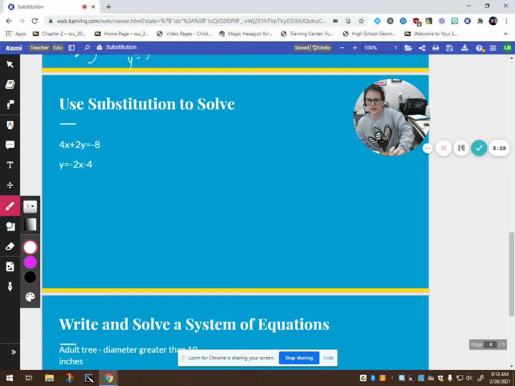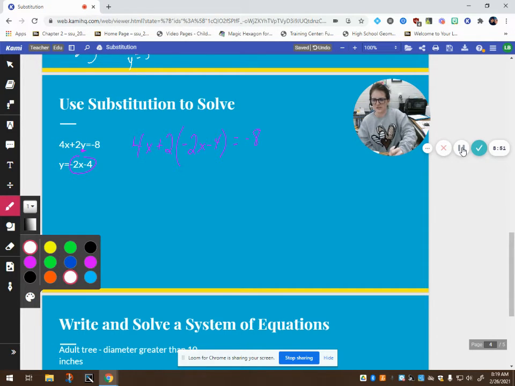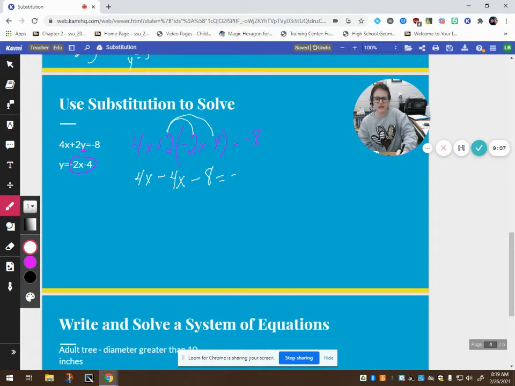Hopefully you've paused and you've realized that we need to take what y is the same as and plug it in place of this y. So I've got 4x plus 2, and in place of y, I'm going to put what y is the same as, and then keep my equals negative 8. I like writing with the white better. It's easier to read, isn't it? So again, applying the distributive property, I've got to distribute it to both things inside of the parentheses. 4x minus 4x minus 8 equals negative 8.